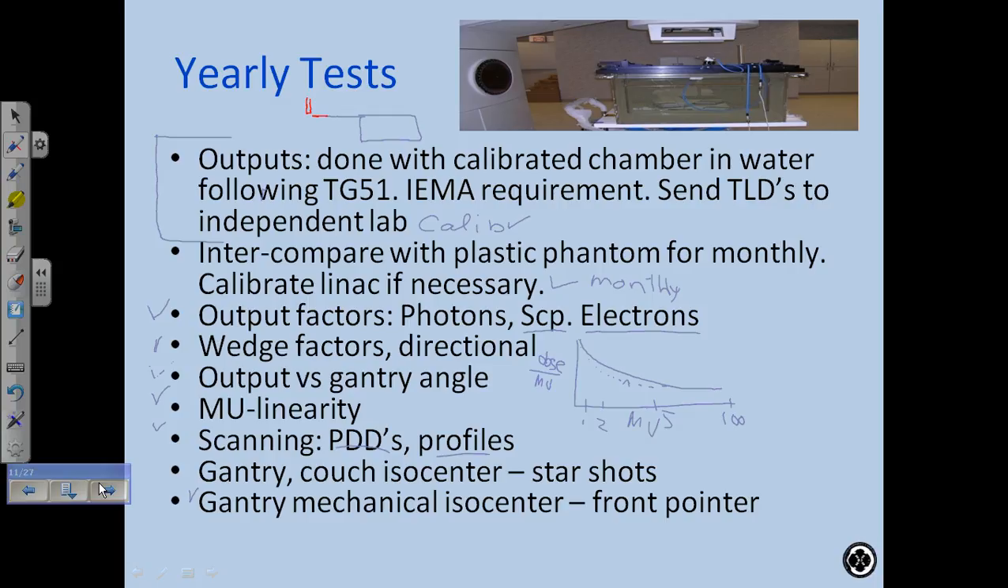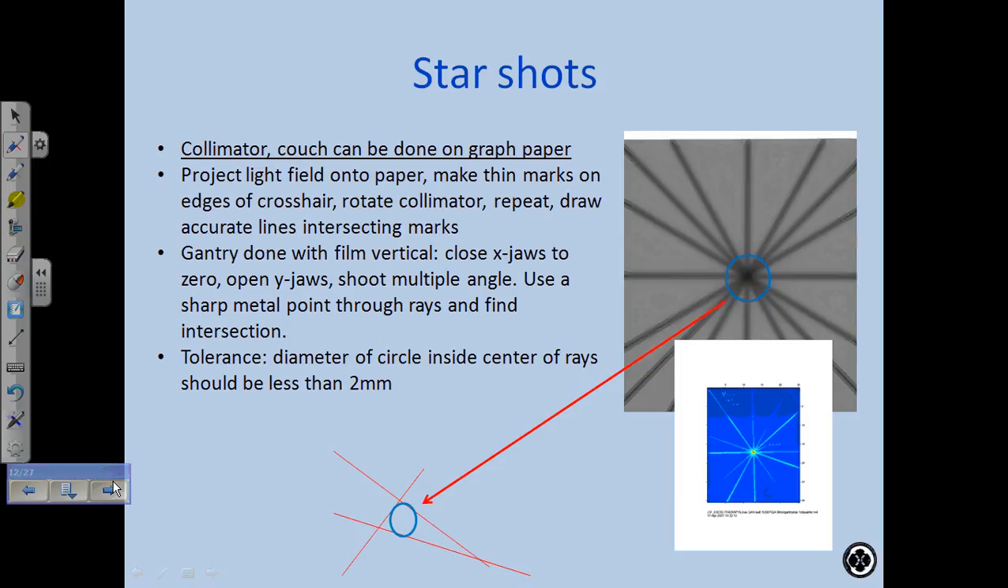So this front pointer can move in this direction as it rotates. It can move in this direction. It can move into the page. It can move out of the page. So it can walk around. This is a good test to verify the mechanical integrity of the gantry, and that separates it from the radiation mechanical integrity, the radiation isocenter, I should say.